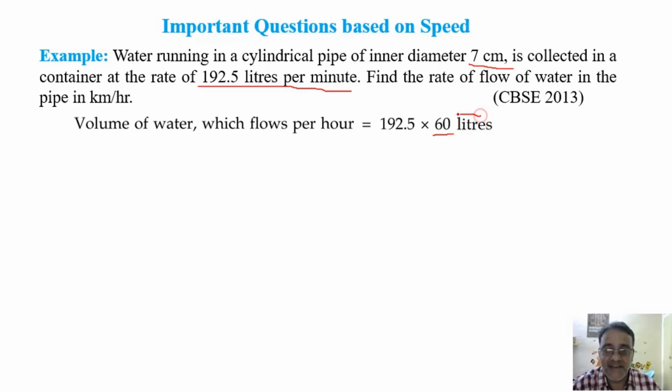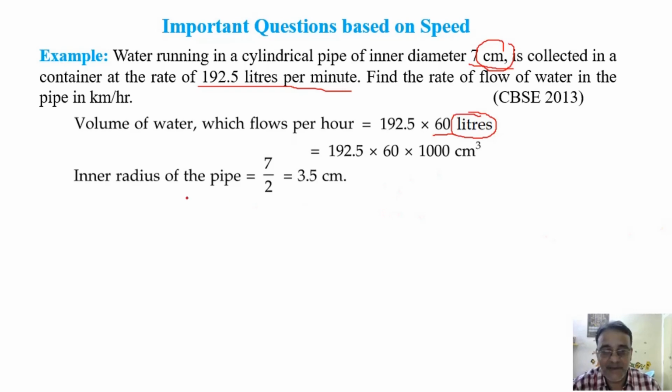Now this is given in liter and the diameter is in centimeter, so I want to convert it into centimeter cube. How will we do that? Sir, multiply by 1000, because 1 liter is equal to 1000 centimeter cube. So we have to multiply with 1000. This is the volume of water which flows per hour. Don't multiply fully right now. The inner radius of the pipe is given 7/2, that is 3.5 centimeter.